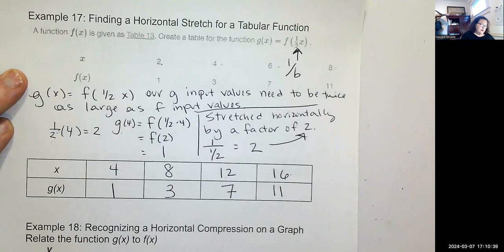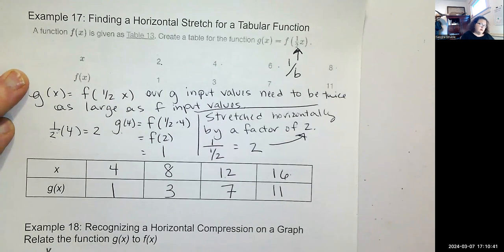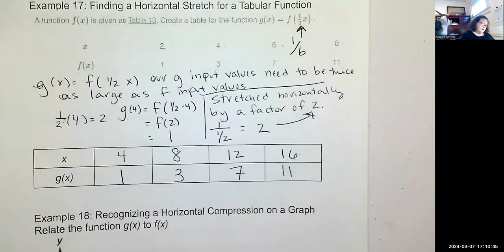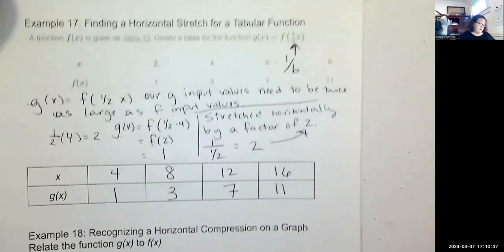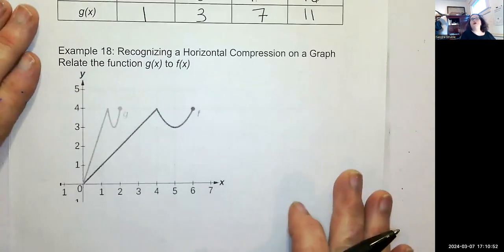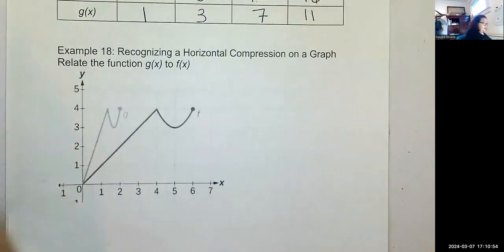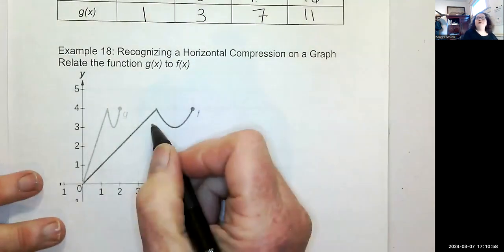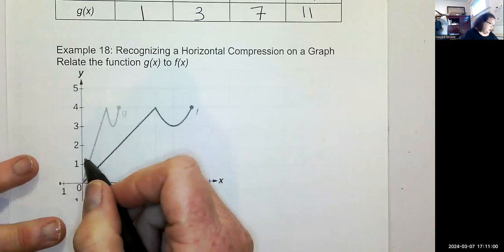Okay. I'm trying to think if there's anything else I need to tell you about that one. I think that's it. Yeah, we already knew it was a factor of 2 because of the B. All right, let's go to recognizing a horizontal compression on a graph. Relate the function G to F. So the original function is F, and we're going to relate the transformation function of G.